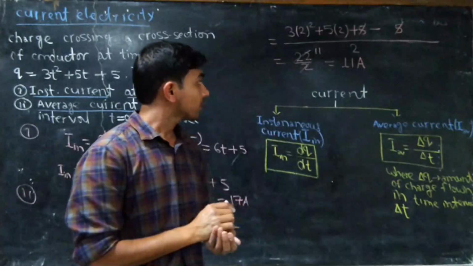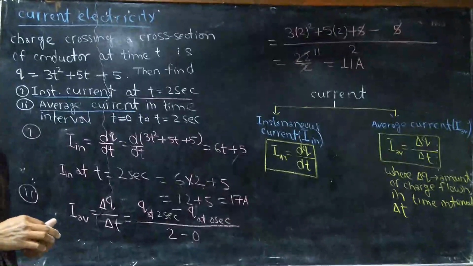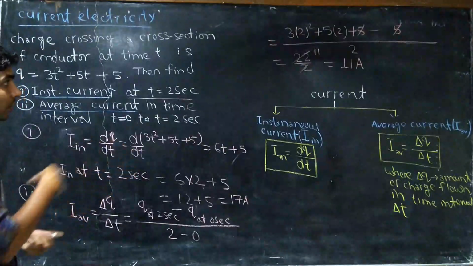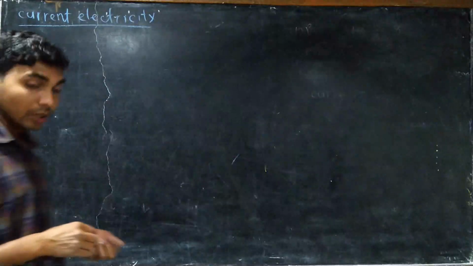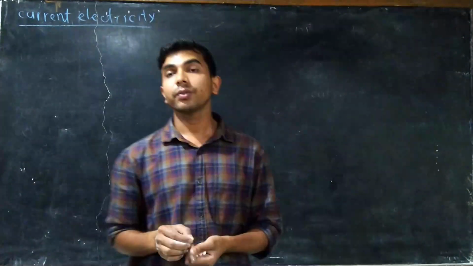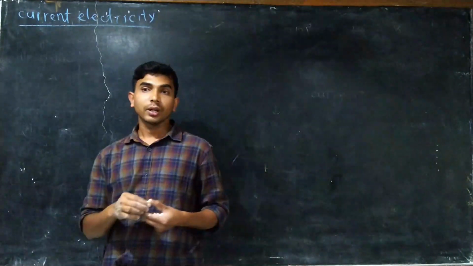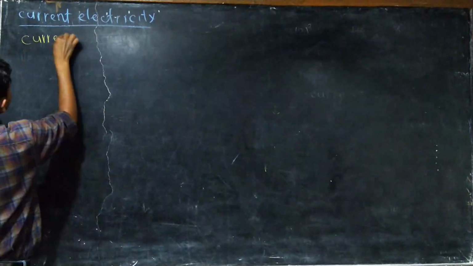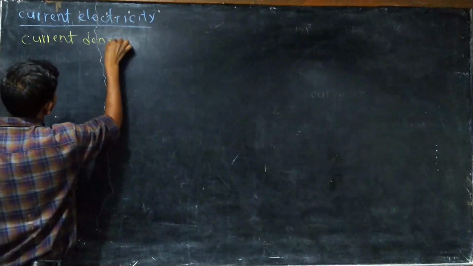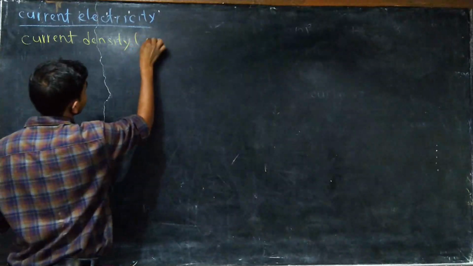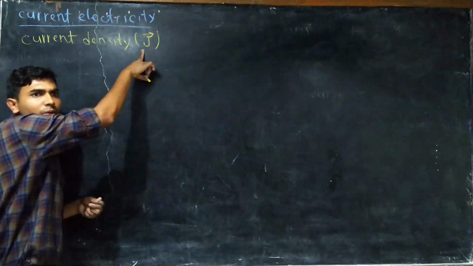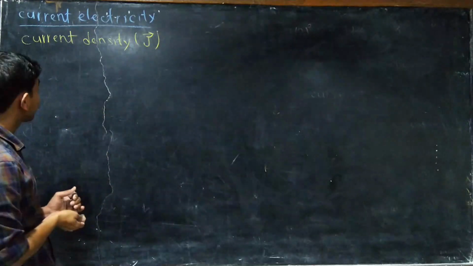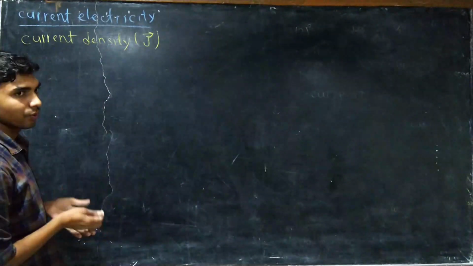Next we are going to discuss current density. First you note it down, and next I will discuss current density. Current density is represented by J vector. So current density is a vector quantity. Now we are going to discuss it.